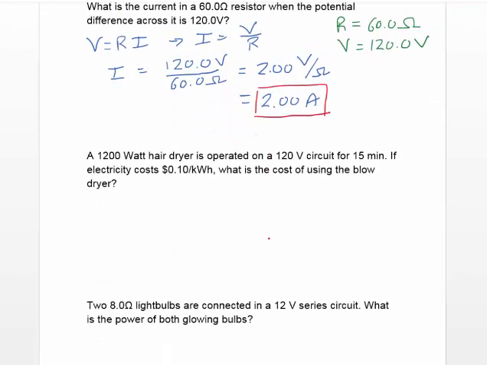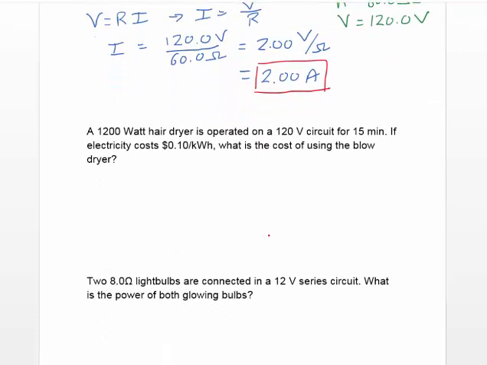Now our next problem looks at a hairdryer. We have a 1200 watt hairdryer being operated on a 120 volt circuit for 15 minutes. We know the cost of electricity is 10 cents per kilowatt hour, and we want to know the cost of using the blow dryer. So, as we do, let's write down what we know first. What do we know in this problem? We know, first of all, that the wattage is 1200 watts.